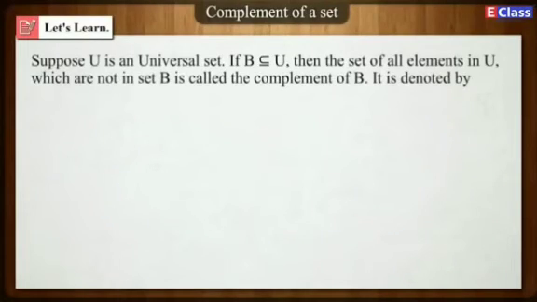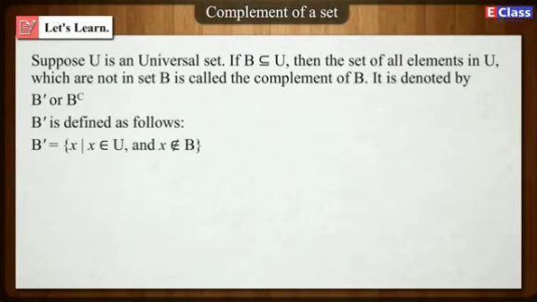Complement of a set. Let's learn. Suppose U is a universal set. If B is a subset of U, then the set of all elements in U which are not in set B is called the complement of B. It is denoted by B complement or B'. B complement is defined as follows. B complement is a set of x such that x belongs to U and x does not belong to B.